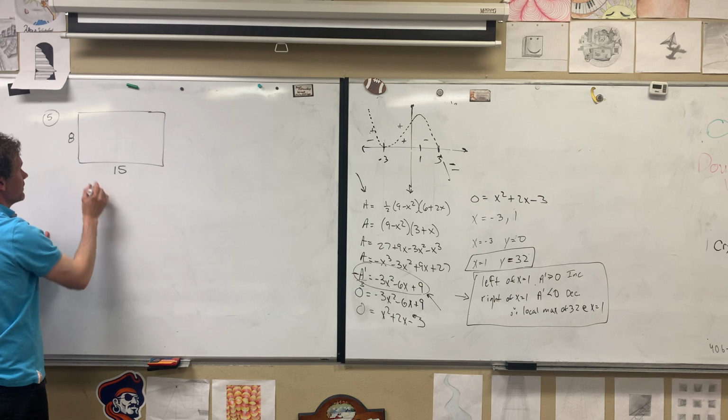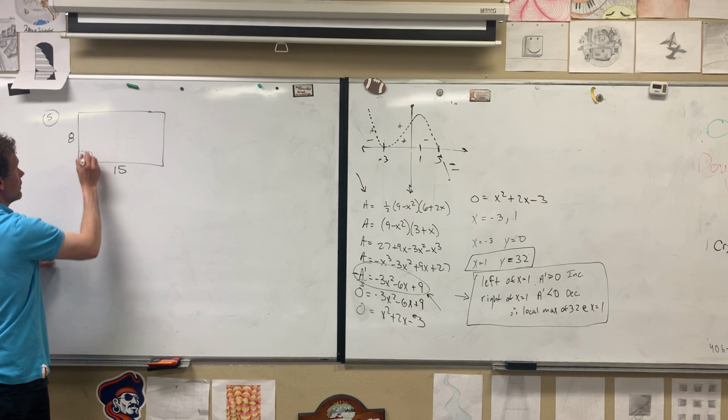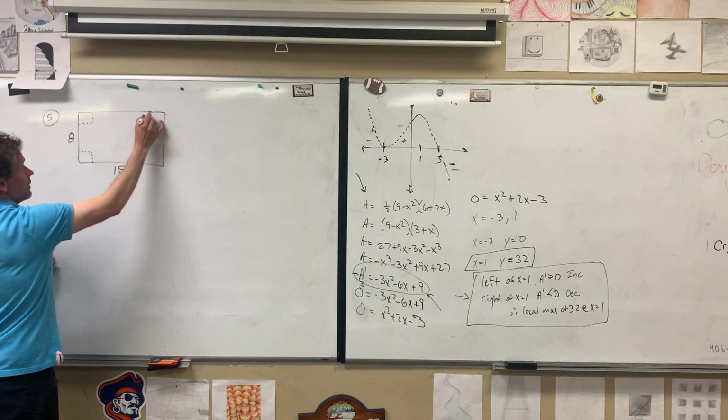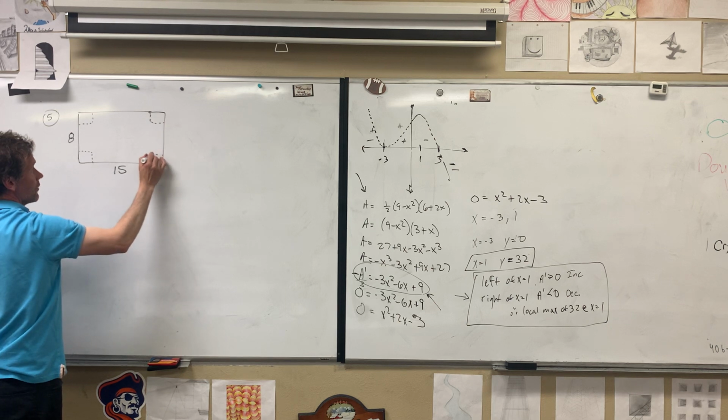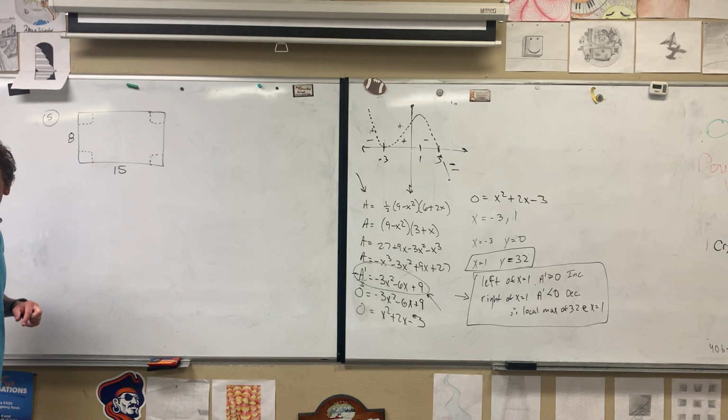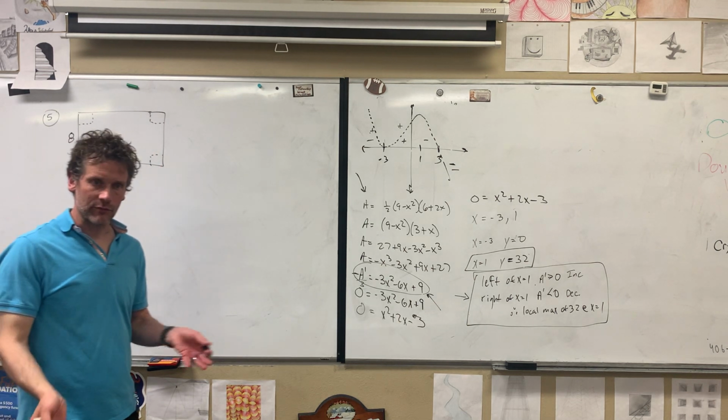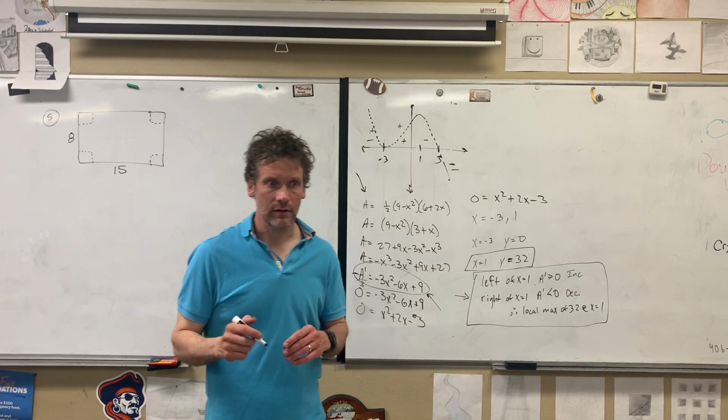And then it says you're going to cut out the corners, right? Of equal width, or equal dimensions, I guess. And make an open box, right? Fold them up and make a box.